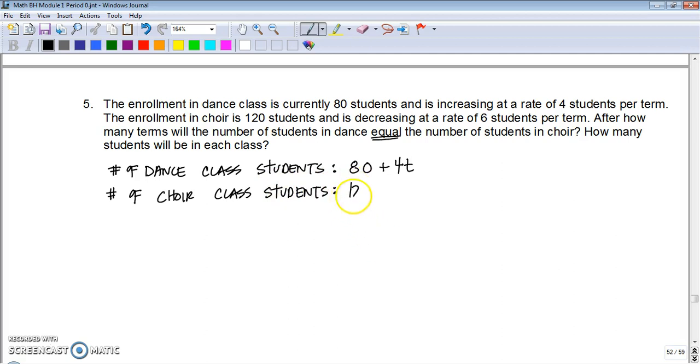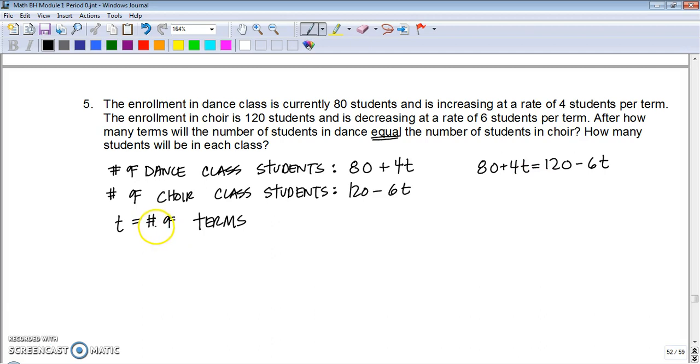Inquire starts higher but goes down 6 per term, where t, I have to define this now because I put this variable in here. So t would be the number of terms. And we want to know when they're going to be equal. So what we're going to do is set these equal and solve. And unless this is a trick question, we should not get a negative answer. Probably not a partial number of terms, although I guess that is possible.